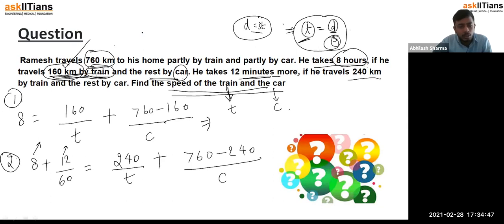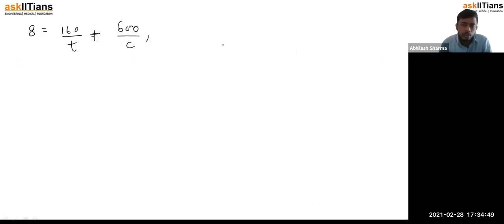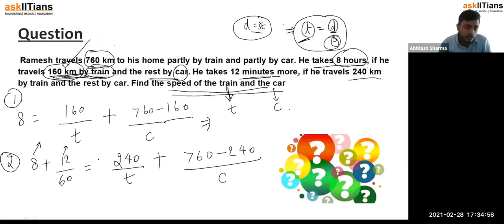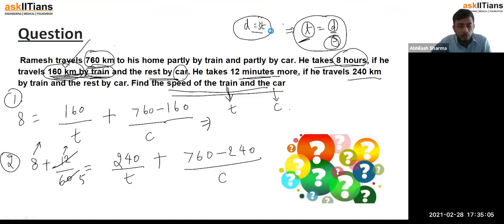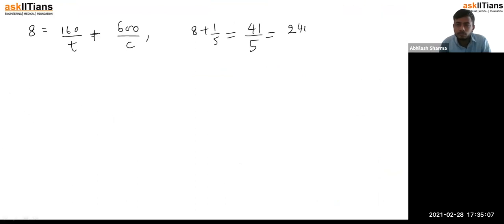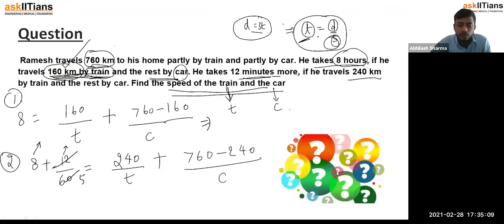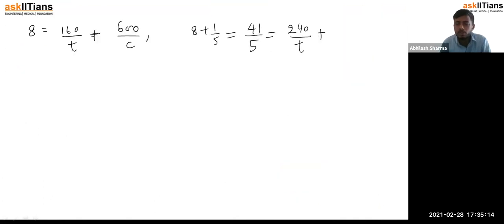And the second equation is becoming 8 plus 1 by 5. Okay, 8 plus 1 by 5. So 8 plus 1 by 5 is how much? Because look, this will obviously cancel out, right? By 5. And what is 8 plus 1 by 5? It will be 41 by 5. This is equal to how much? 240 by t. Okay. Plus, how much is it coming out? 520 by c. Okay. So that's what we are getting.